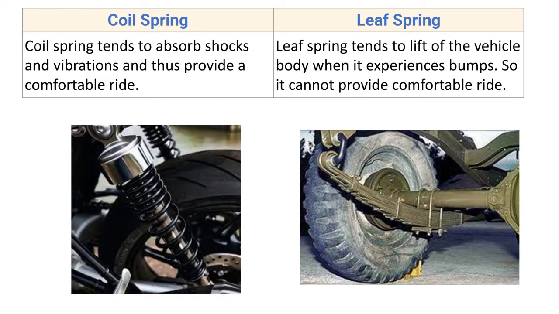Next point, coil spring tends to absorb the shock and vibration and thus provides a comfortable ride. So your coil spring can absorb shock and vibrations quickly, and thus it provides a comfortable ride to the passenger. Now the leaf spring tends to lift off the vehicle body when it experiences a bump, so it cannot provide a comfortable ride. The leaf springs are basically used for heavy duty application, and typically when the vehicle is not loaded, in that case even for a small bump the vehicle lifts up.